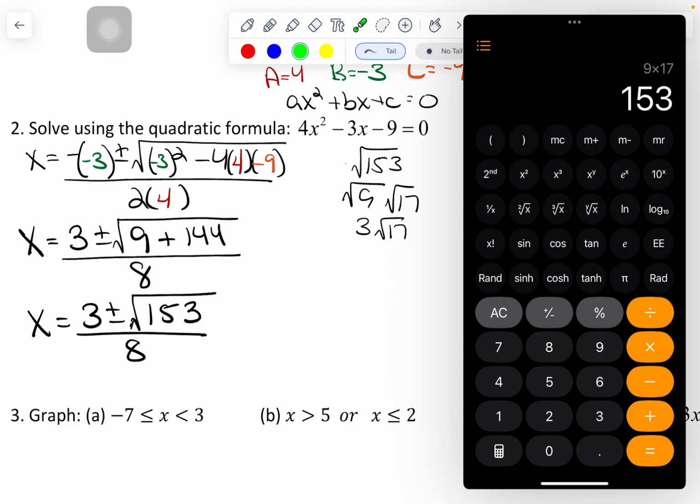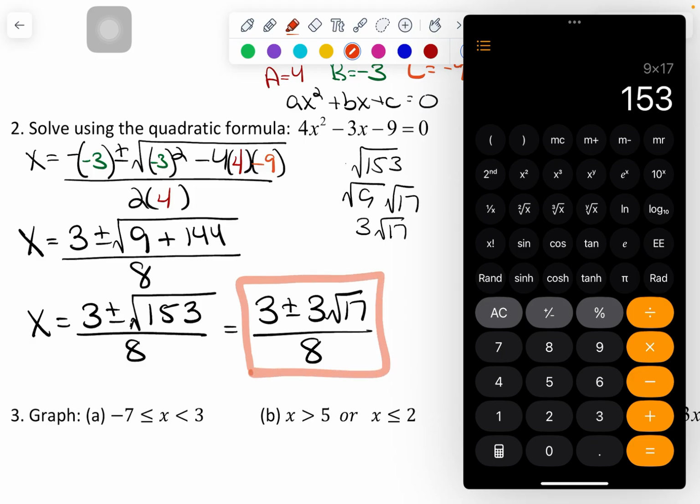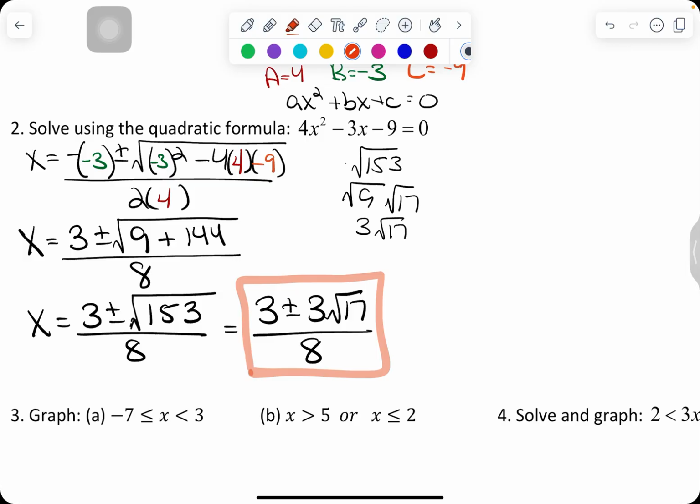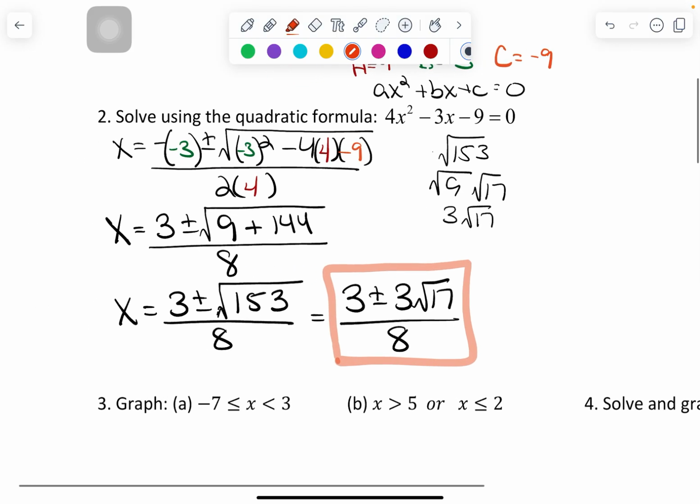So instead of writing the square root of 153, I am going to replace it with what it simplified to. So this is going to be 3 plus or minus 3 root 17, all over 8. And that should be the final answer for problem number 2 there. All right, so let me go ahead and get rid of the calculator. So that is the answer for number 2.